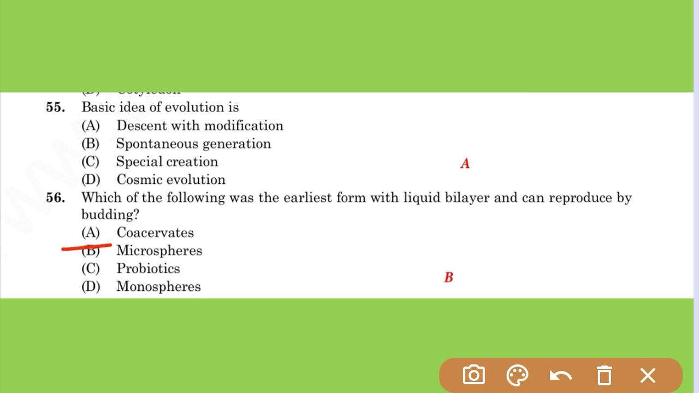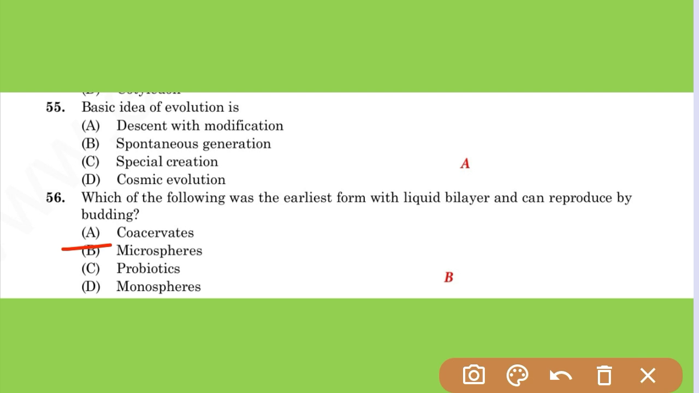Microspheres are microscopic spherules which form on the cooling of a hot saturated solution of proteinoids. They were first reported in 1959 by the scientist Sidney Fox, who proposed that microspheres might represent a significant early stage in pre-cellular evolution. Option A, coacervates. Coacervates are large colloidal particles that participate in an aqueous medium. Coacervates are the first pre-cells which gradually transformed into living cells.